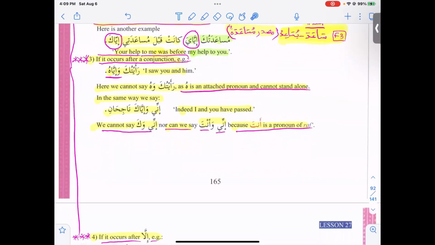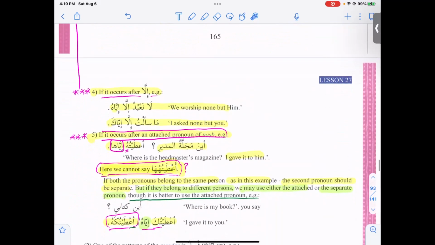We cannot say inni waka, nor can we say inni wa anta, because anta is the pronoun of rafa. We need nasab. Inni wa anta, no, we cannot say this either. Inni waka, of course this can be a pronoun of nasab, but it cannot come alone. It has to be joined. So we say inni wa iyaka najihani. Remember, these are beautiful rules. You will enjoy it, inshallah.